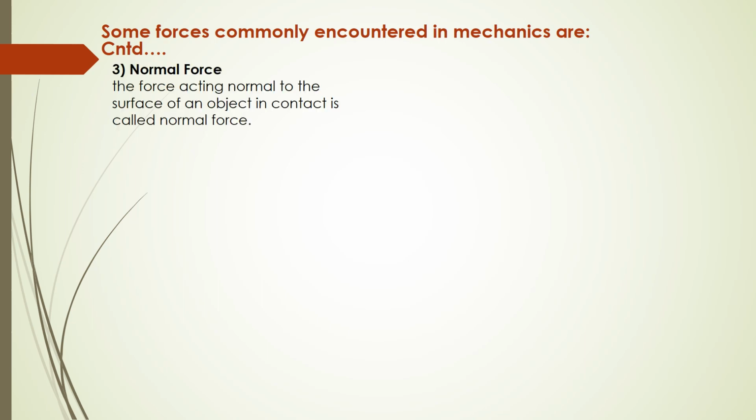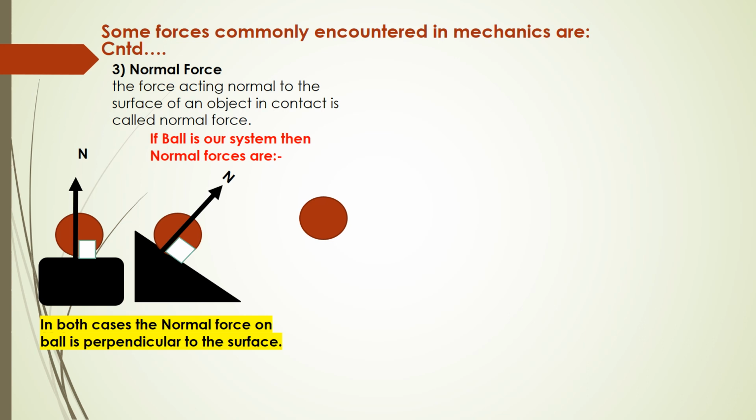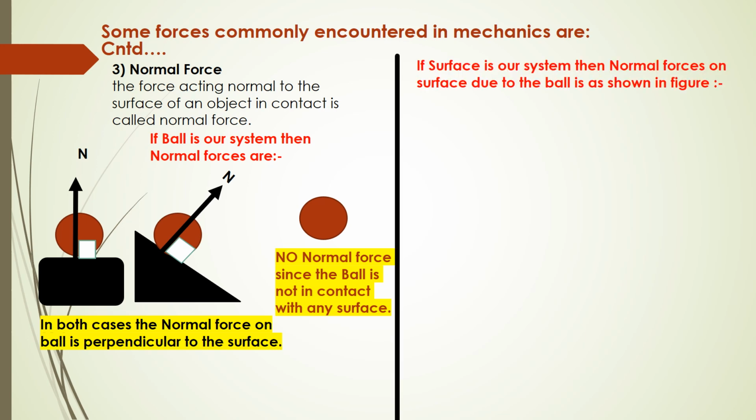All right, so now we're going to talk about normal force. The normal force acts normal to the surface of an object that is in contact. Normal force is always perpendicular to the surface in contact. Here's our system. There's your normal force, it's pointing up. Your normal force is pointing over to the right. You notice that it is perpendicular to the surfaces in contact. But for the ball, there is no normal force because it's not in contact with anything.